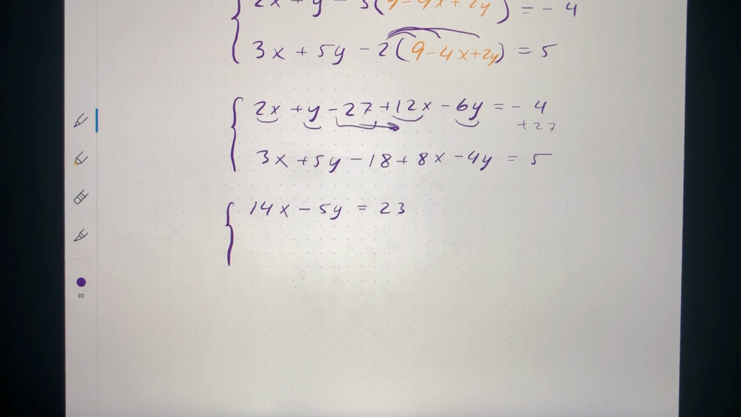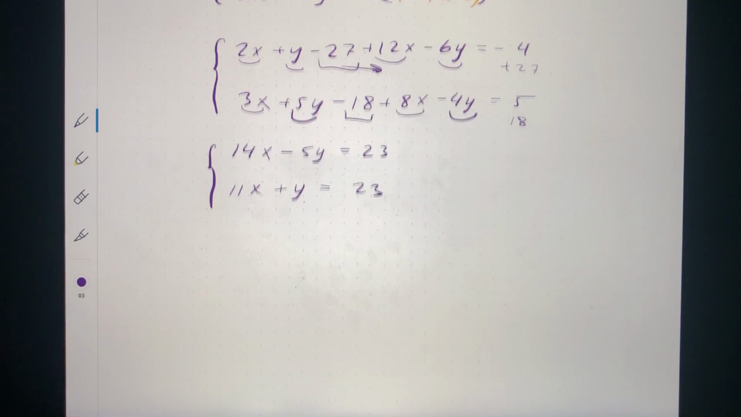The same procedure for the second equation. 3x plus 8x makes 11x. 5y minus 4y makes 1y. And then if we add 18 to both sides, we get 23. So that's the new equation, simplified version.